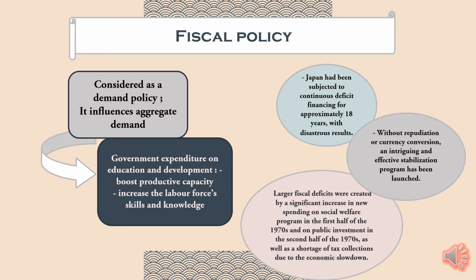Furthermore, larger fiscal deficits were created by a significant increase in new spending on social welfare programs in the first half of the 1970s and on public investment in the second half of the 1970s, as well as a shortage of tax collection due to the economic slowdown.